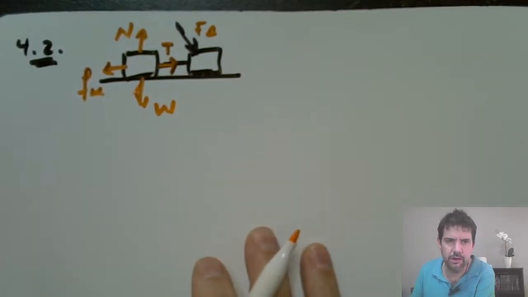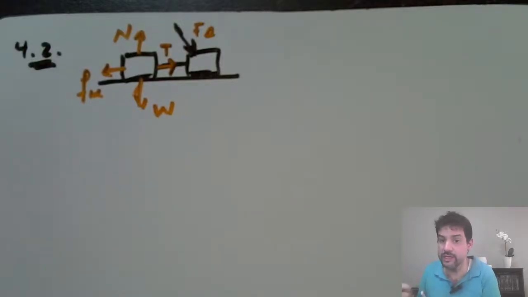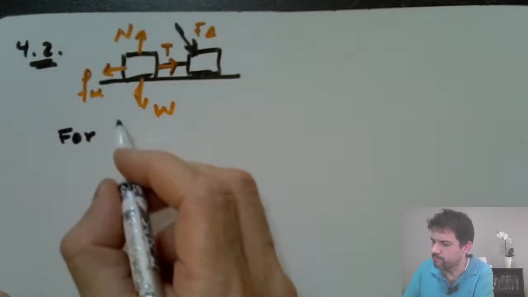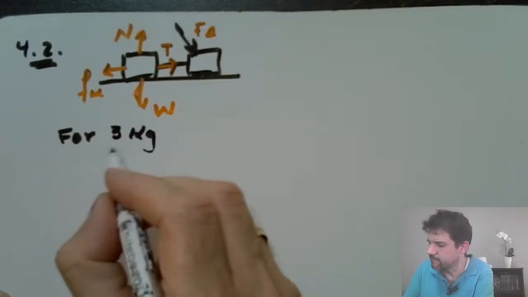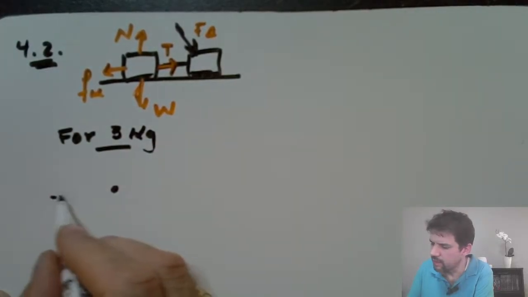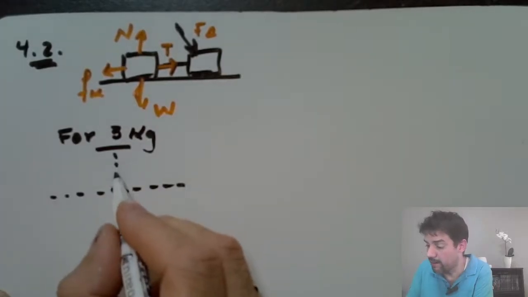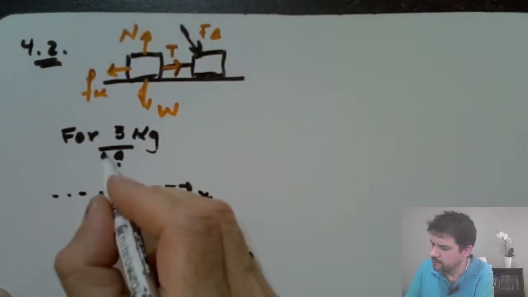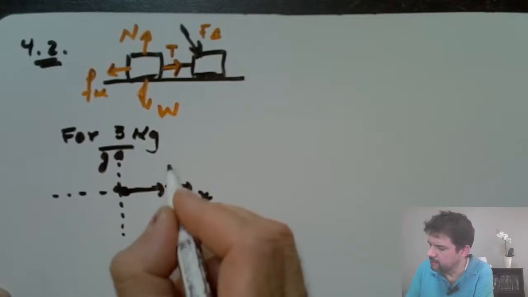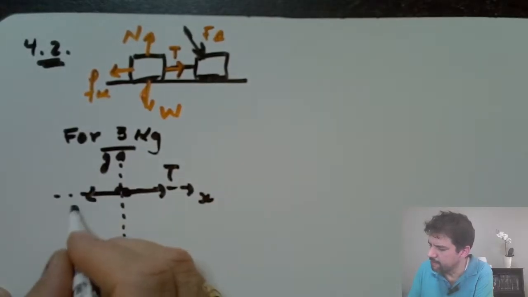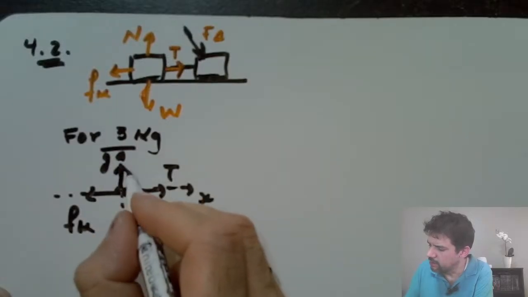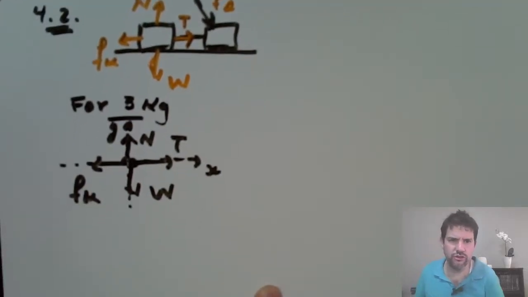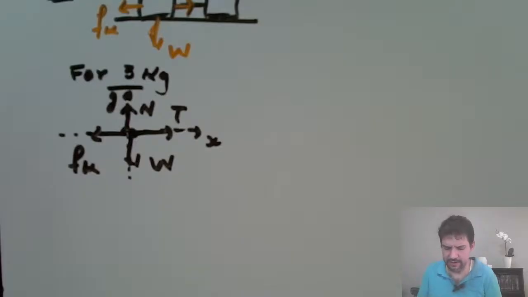Those are the forces. So I'm going to do the free body diagram because we're going to need it later for the other part of the question. For the 3 kg block, the dot is there, the axis. This one is not for marks. This one is for me to study and do the question. X, Y, forces are T to the right, FK to the left, normal up, weight down.